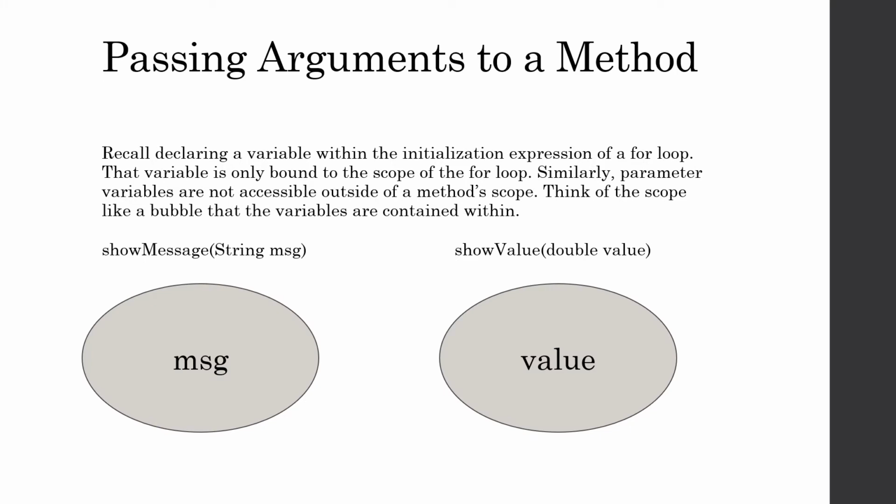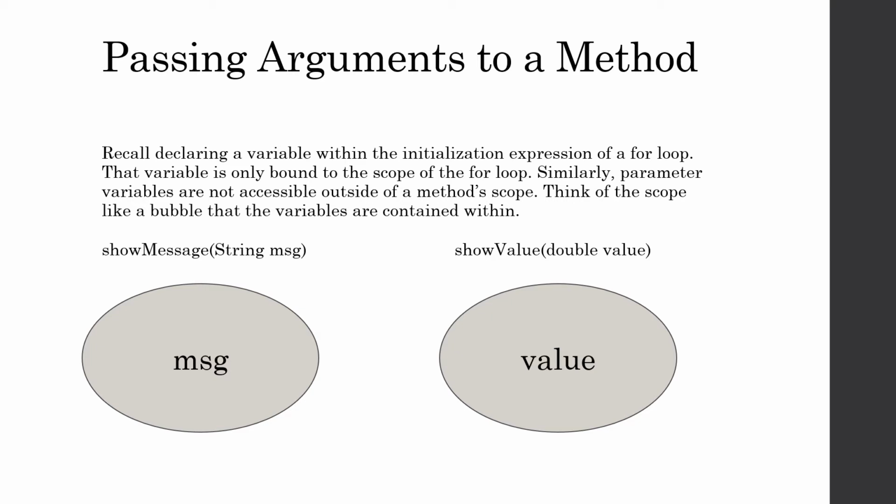The next thing we'll talk a little bit about deals with the scope of methods. Recall that declaring a variable within the initialization expression of a for loop requires declaring a variable that will only be used within the scope of that for loop. That variable is only bound to the scope of that for loop. Similarly, the parameter variables are not going to be accessible outside of a method's scope.